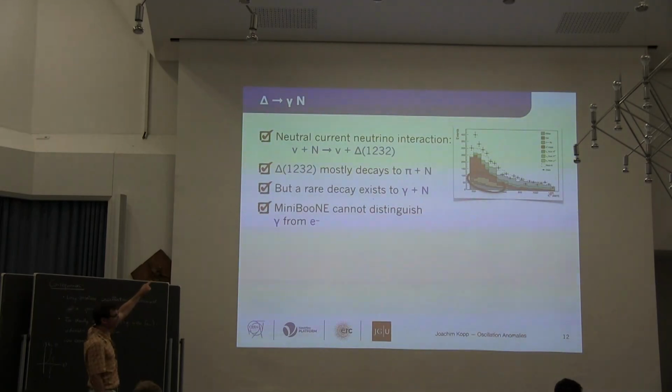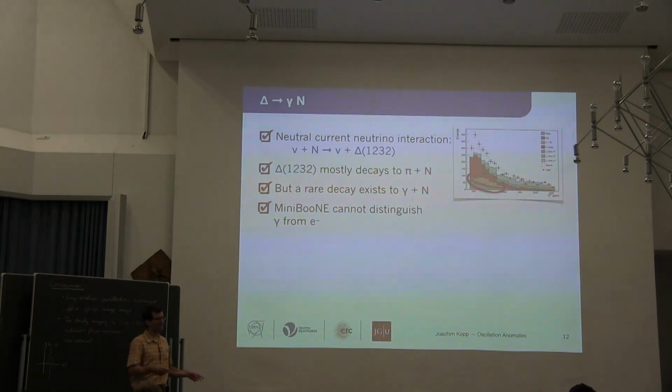Imagine a neutrino, like a muon neutrino, comes in and undergoes neutral current scattering on a nucleon. And in this neutral current scattering, the nucleon is excited. The lowest lying excitation of a nucleon is the delta 1232 resonance. So let's assume that this excitation happens. So neutrino plus nucleon goes to neutrino plus a delta resonance. Most of the time, the delta resonance decays back to a nucleon by emitting a pion. Pions are visible to MiniBooNE, so that background can be efficiently rejected.